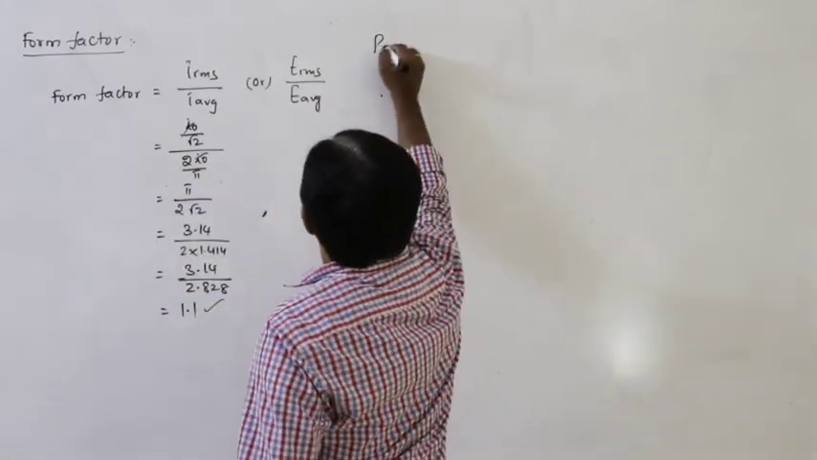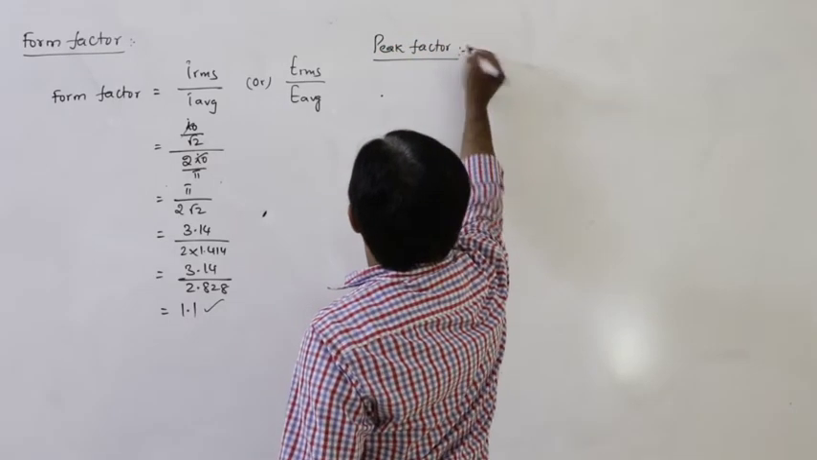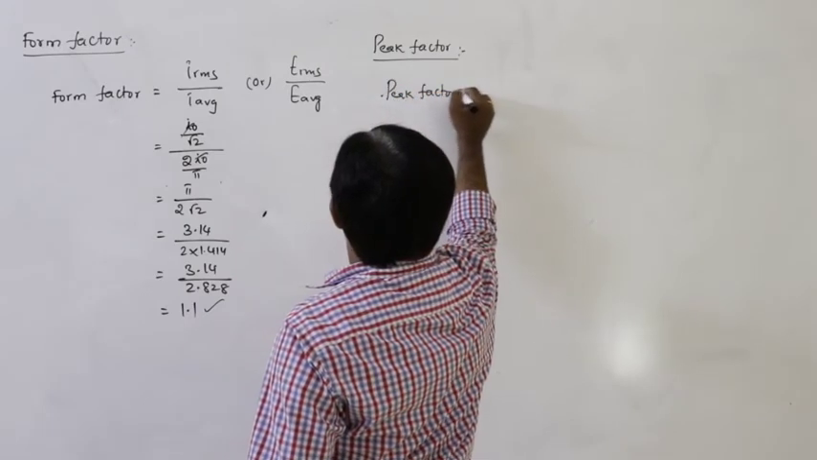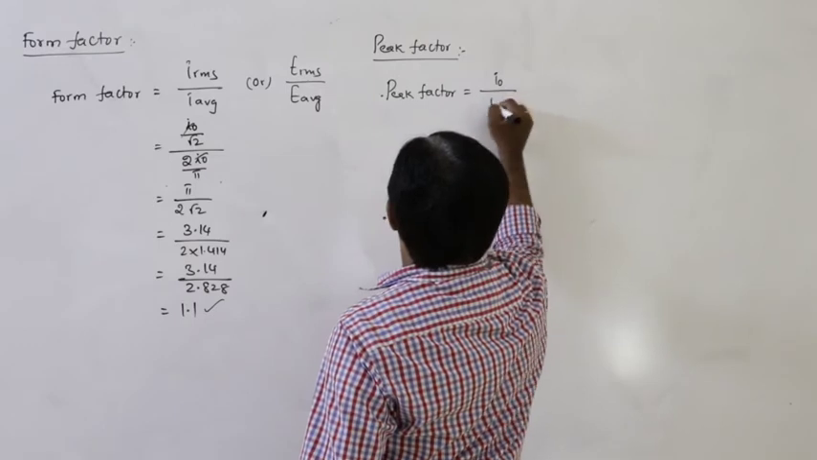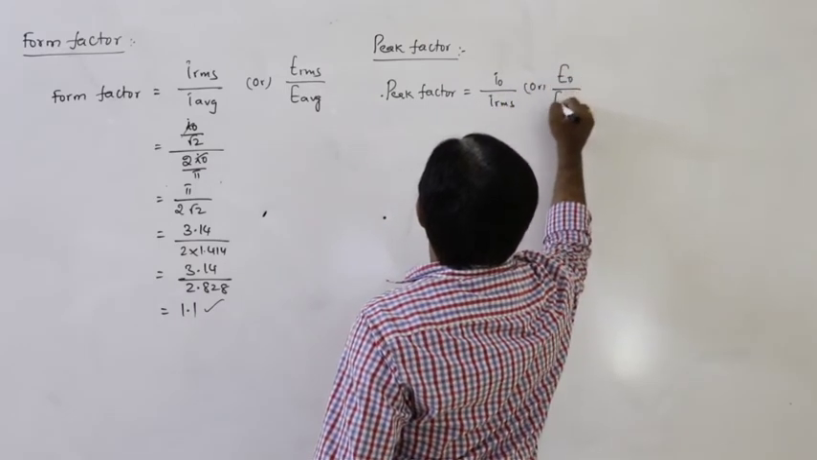Next value is peak factor. So peak factor is equal to, generally we can write, I naught by I RMS or E naught by E RMS.